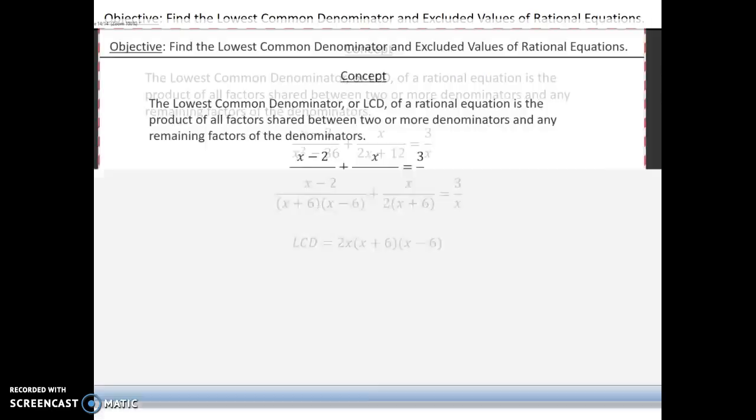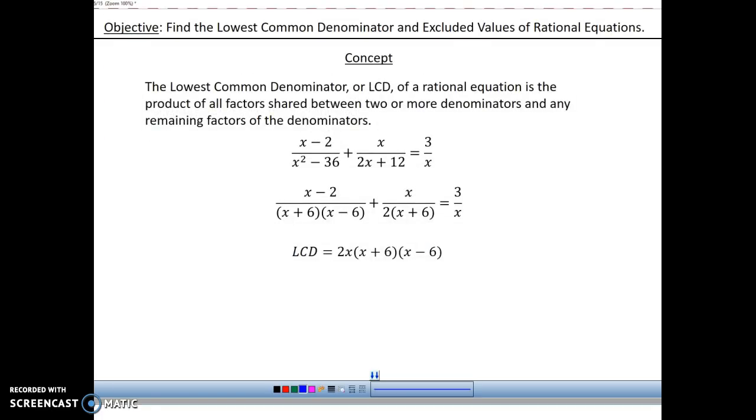Continuing, our concept says the lowest common denominator, or LCD, of a rational equation is the product of all factors shared between two or more denominators and any remaining factors of the denominators. So the main thing for our lowest common denominator, or LCD, is the product of all factors shared between two or more denominators and any remaining factors of the denominators.